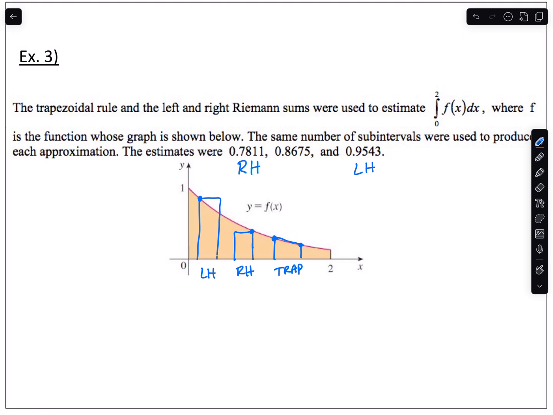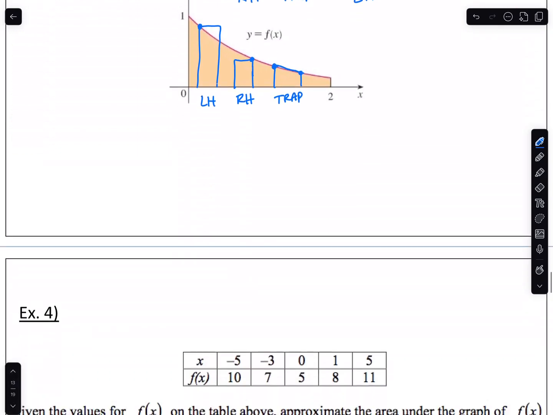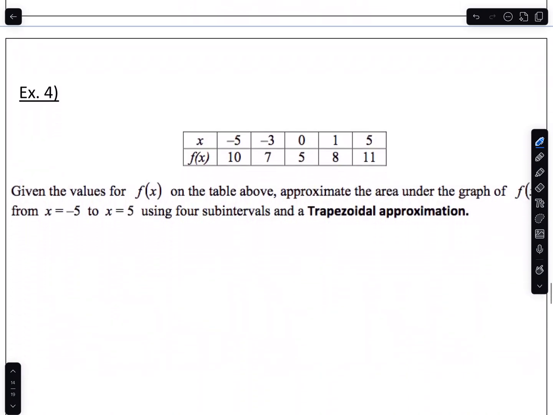0.8675 is in the middle, the best of both worlds, and that would have to be the trapezoidal approximation. So in this case, it's not too bad to determine which one produces which one. Just consider the fact that the concavity of the function will determine whether left hand or right hand is over or under. In this case, the trapezoid would always have to be the one in the middle, since it's kind of the best of both worlds. So example number 3 complete, and that's the rationale, just drawing in the picture and getting a sense of what the concavity is telling you.